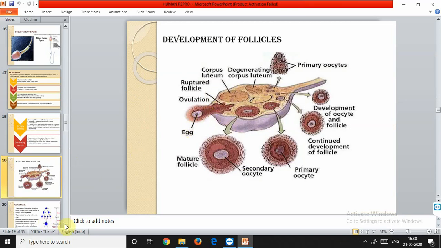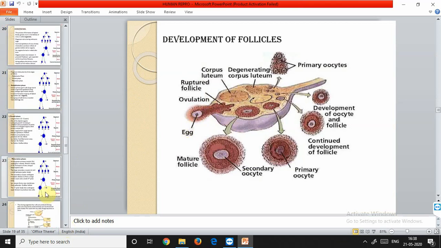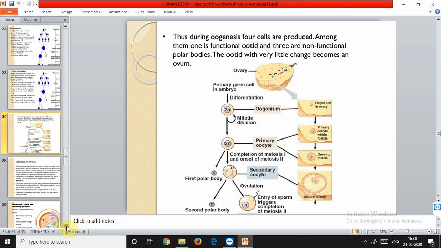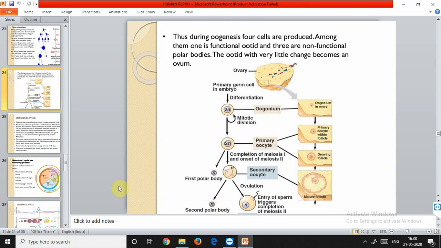Now we have discussed oogenesis. This is the diagrammatic picturization of what we have discussed so far. You can see for yourself the second polar body, the first polar body, and the entry of sperm. Then only the second polar body is produced, and the secondary spermatocyte helps in the formation of the mature follicle.